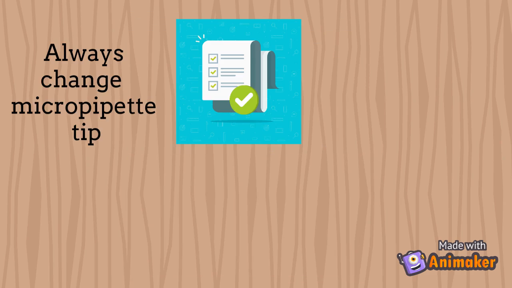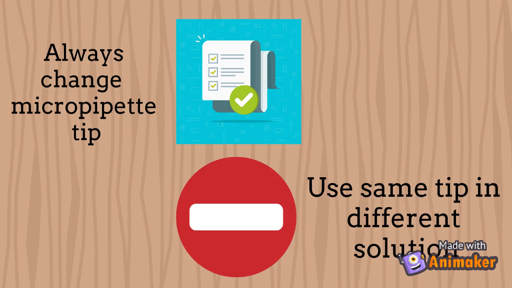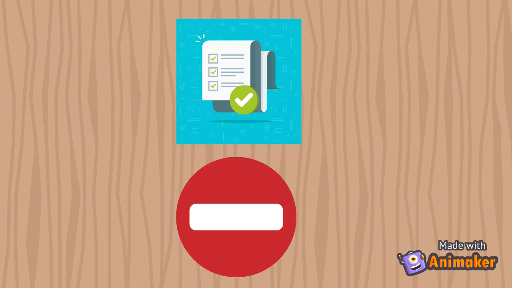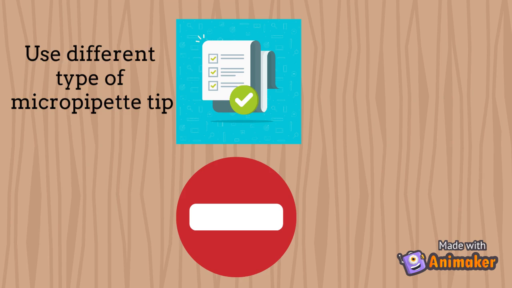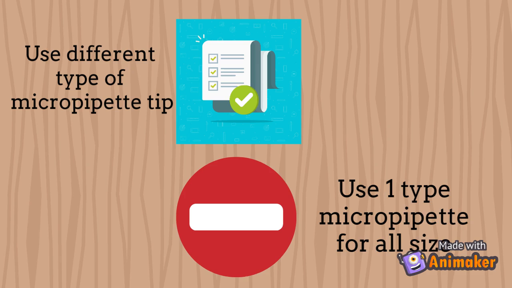Pipetting. First, always change the micropipette tips every time you change the sample. Do not use the same tips in different solutions. Second, use different types of micropipette tips based on the suitable size of the sample to reduce experimental error. Do not use one type of micropipette tip for all sizes of sample.